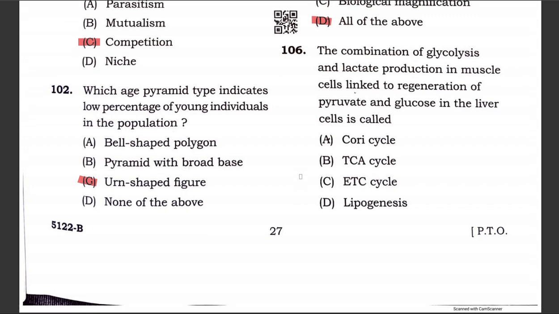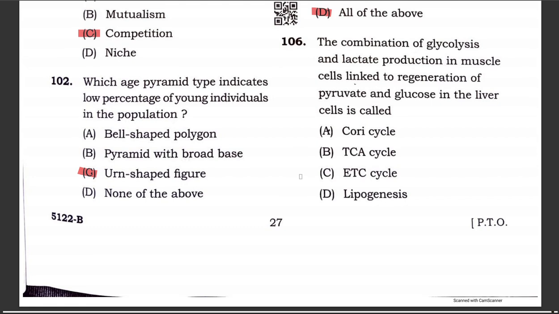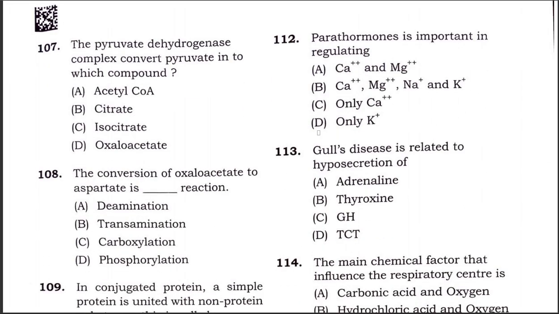Then the combination of glycolysis and lactic acid production in muscles, linked to regeneration of pyruvate and glucose in the liver cell, is called the Cori cycle. Then the pyruvate dehydrogenase complex converts pyruvate into which compound? Acetyl coenzyme A.